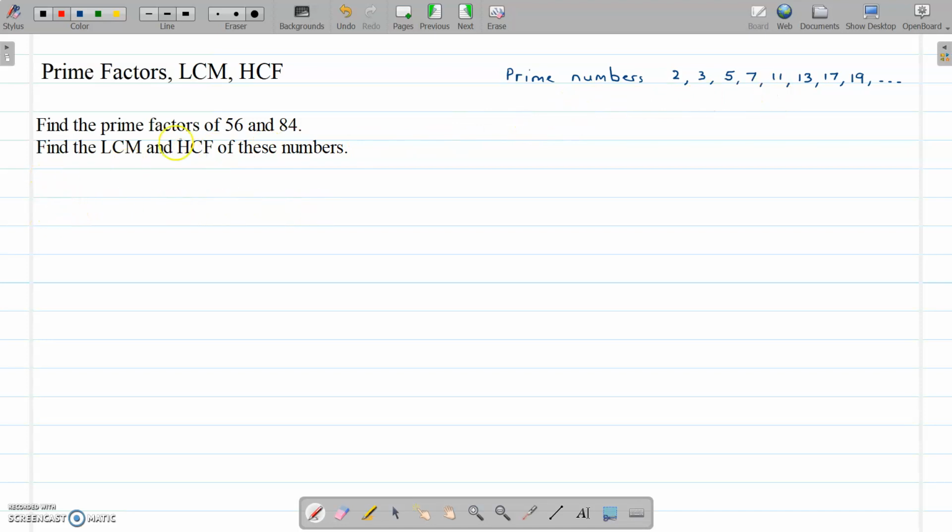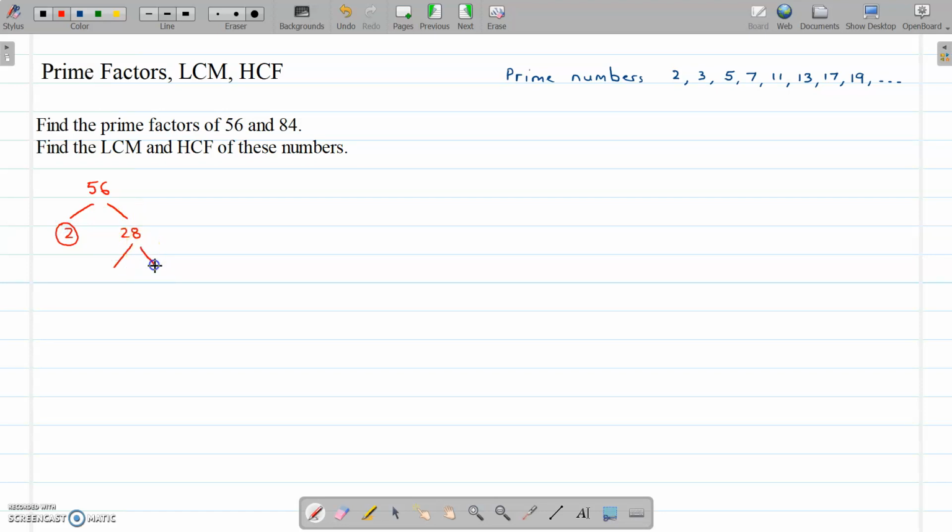So let's start by doing 56. Now the most common way that you've probably seen is to put the number at the top and then make a sort of factor tree where you come down like this and you split it into any pair of factors of 56. So I'm going to start with 2 and 28. If any of those are prime, you just put a circle round them or a bar under them or something to mark them out. So the 2 is prime, but the 28 isn't, so I continue.